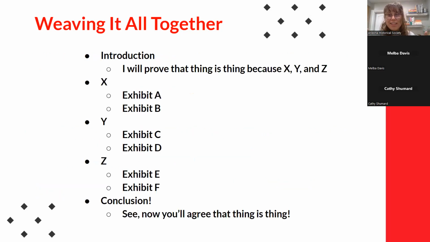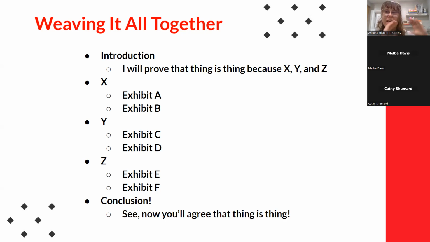So this is a skeleton of what your paper will look like. This is the 5-paragraph essay model. Some of us are beyond this, and if you're beyond this, fabulous. If you're still learning how to write, this is a good way to learn the rules before you can break them, right? So in your introduction, you will say something to the effect of, I will prove that thing is thing because X, Y, Z.